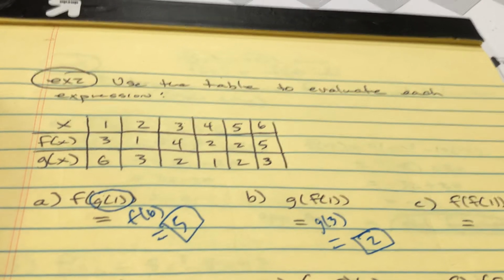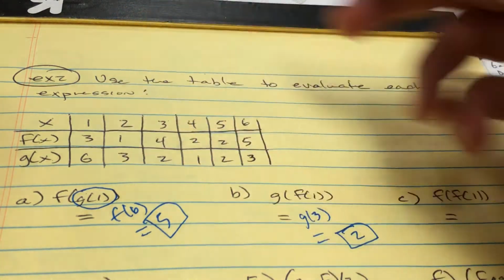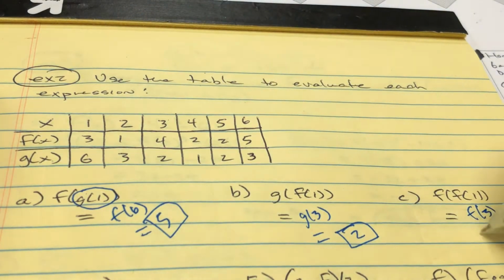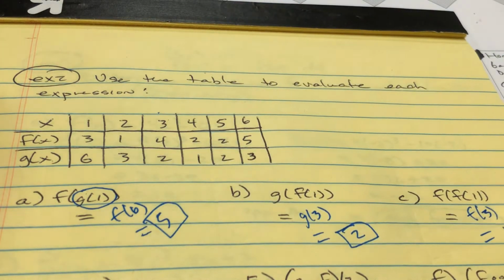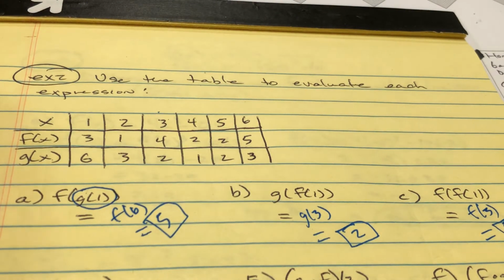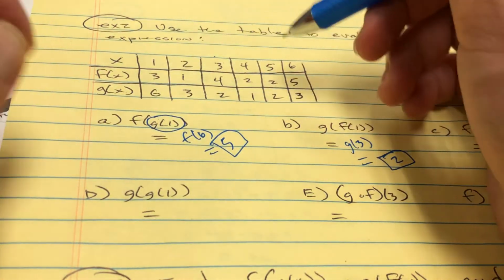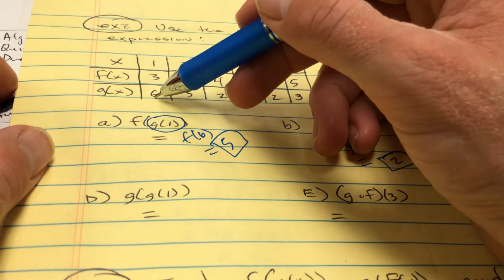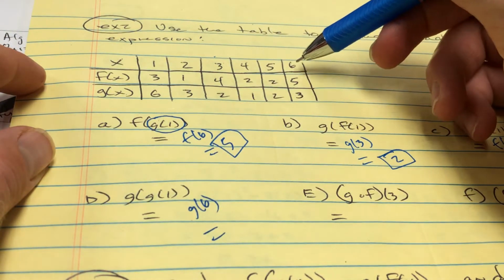F of f of 1. F of 1 is 3. So what is f of 3? F of 3 is 4. Let's talk about this next one. G of g of 1. G of 1 is 6. So what's g of 6? G of 6 is 3.